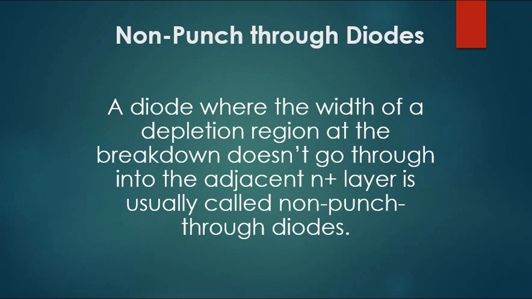So in that case, what I'm saying here is the depletion layer at this breakdown doesn't go through into the adjacent region again. It remains where it is, and it is usually called a non-punch through diode. The other one that goes beyond, that moves from its own region to another region, is called a punch through diode. And those are the two differences that I think you need to understand.